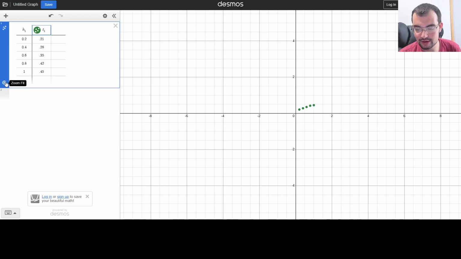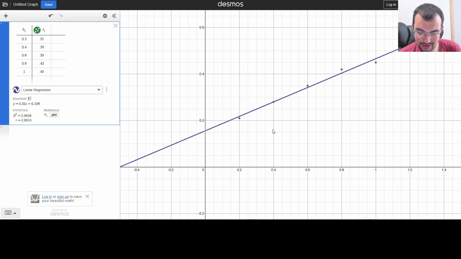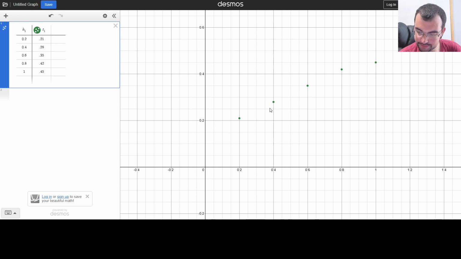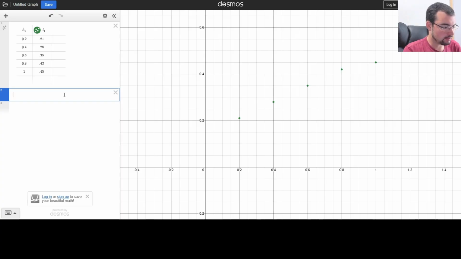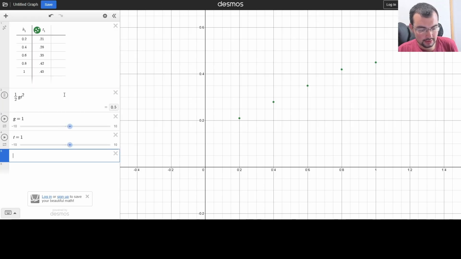Now, what this magnifying glass does is zoom in on your data, and this is pretty clearly not linear. This button just adds a regression. This isn't a terrible best fit line, but we know that this is not right. If we get rid of this, it's clearly not linear. So what we did is we said our model is 1/2 times g t squared. I'm just writing that here as a reminder.